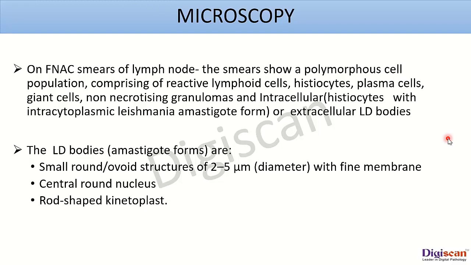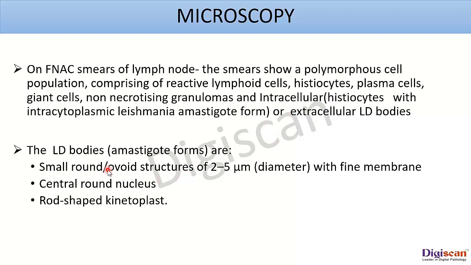So, what do we see on FNAC smears? Basically, it would look like a reactive lymph node showing a polymorphous cell population, but there will be a prominence of histiocytes and plasma cells, which should give you a clue that you need to look for these bodies. You can often have non-necrotizing granulomas, giant cells, and you can then appreciate intracellular and extracellular LD bodies or the amastigote forms of the parasite, which can be seen within the histiocyte cytoplasm or can be found lying extracellularly.